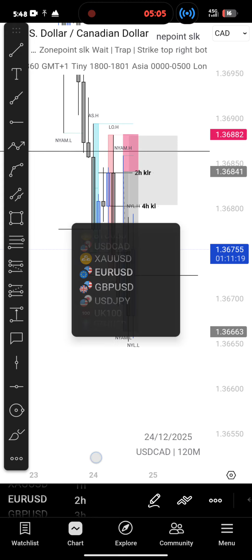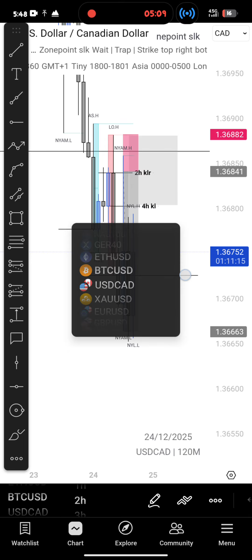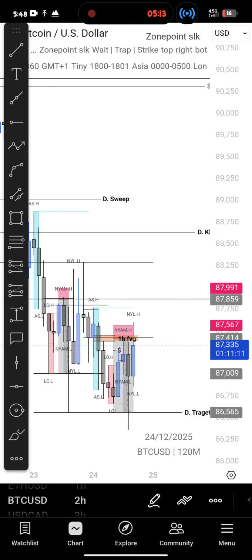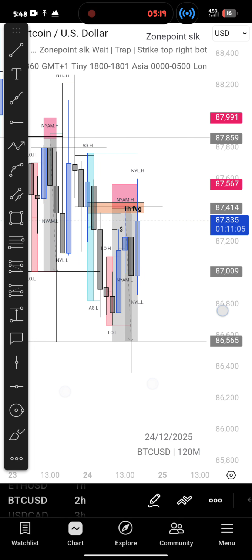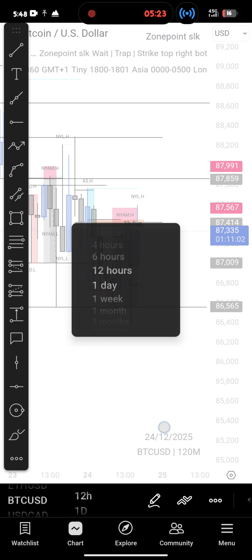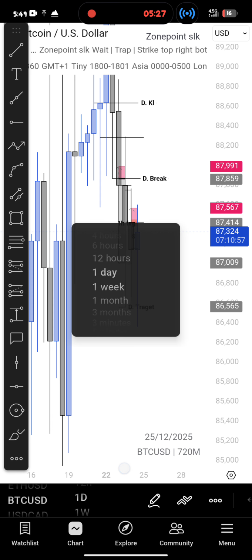So let's talk about BTC also. I'll be talking about BTC. This is trading recap day 2, my trading recap day 2. So I'll be doing more of trading recap so that people will be learning from it. So I start from my 12 hours because I already know that it's, well, let's start from the daily.